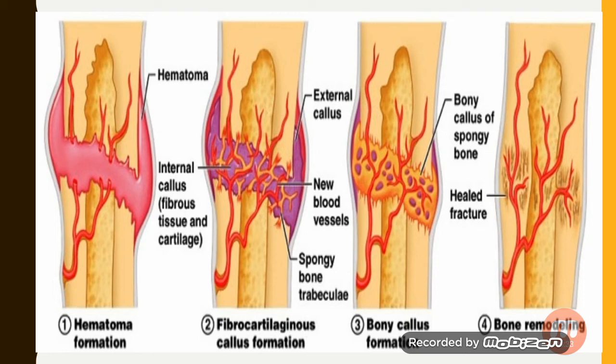Second is the soft callus formation or the fibrocartilaginous callus formation, which occurs in 3 to 4 weeks. Now at the site of the fracture, the capillaries start growing into the hematoma and the phagocytic cells invade the area and they will clear up the cellular debris from the broken site.